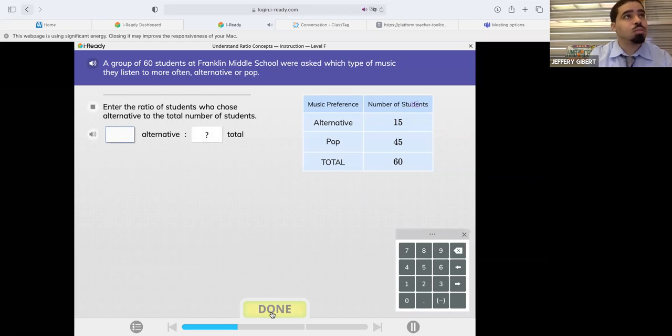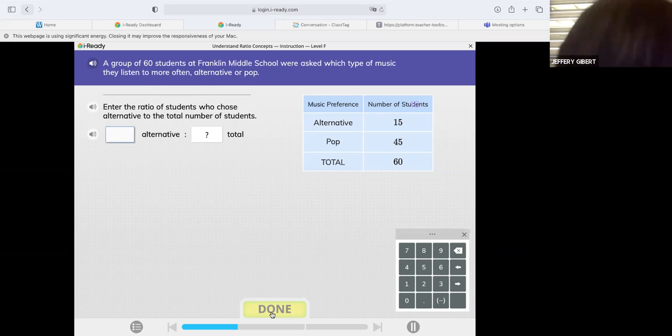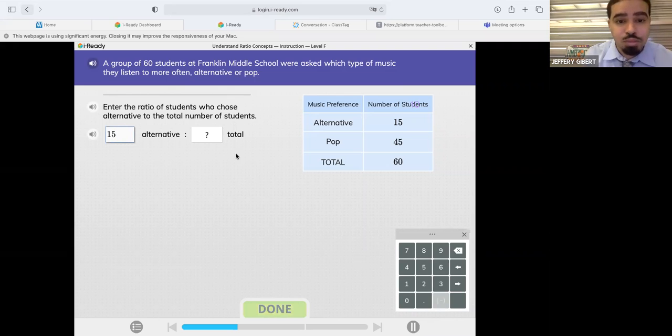Enter the ratio of students who chose alternative to the total number of students surveyed. All right, Petit, how many students chose alternative? Farge, how many students chose alternative? 15. All right, and how many total students? 60. All right. If anybody's not sure where those came from, they came from the table.